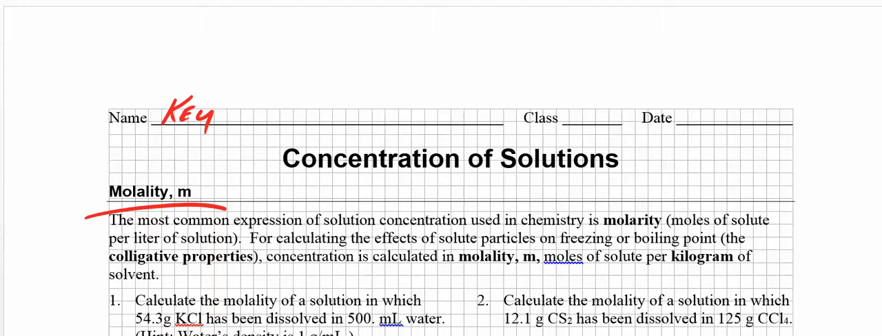Molality, which by the way we'll use for colligative properties calculations involving freezing point and boiling point, is moles of solute per kilogram of solvent. So moles divided by kilograms. So let's do a couple of practice problems.